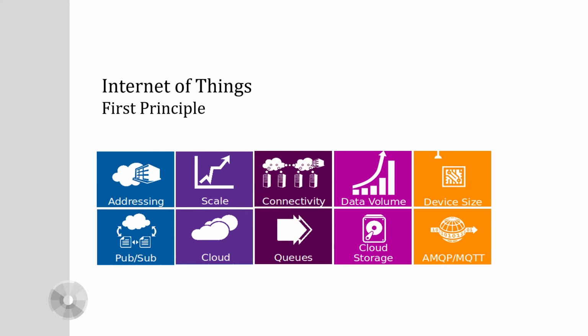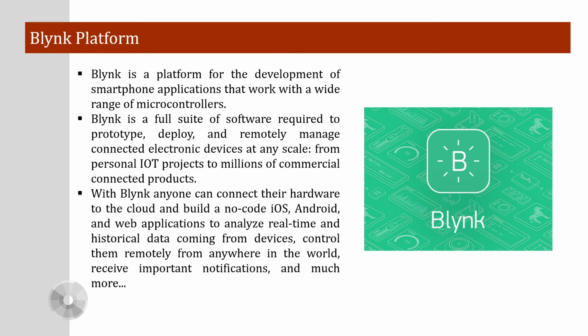Next, the first principle that we need to learn for an IoT is addressing scale, connectivity, data volume, and device size. Next, publish or subscribe for an IoT. Next, cloud, queues, storage, that is cloud storage. Next, AMQP means Advanced Message Queuing Protocol, or MQ Telemetry Transport. All these are messaging services needed for an IoT. That's all for IoT, Internet of Things.